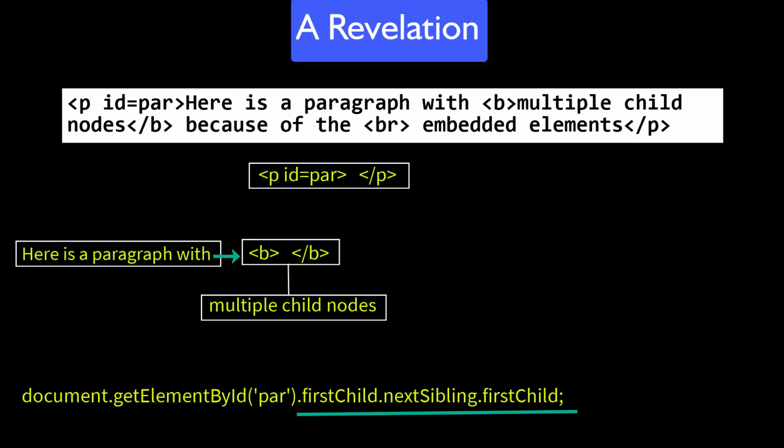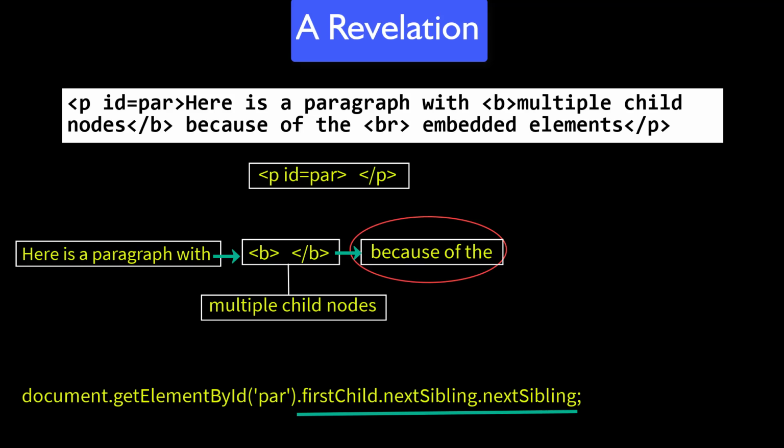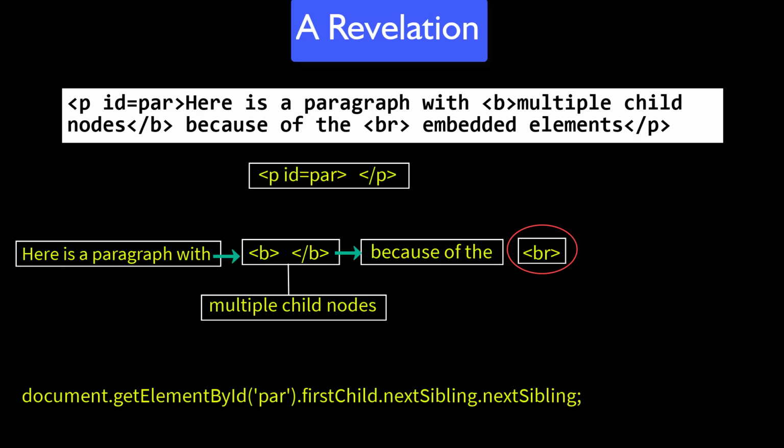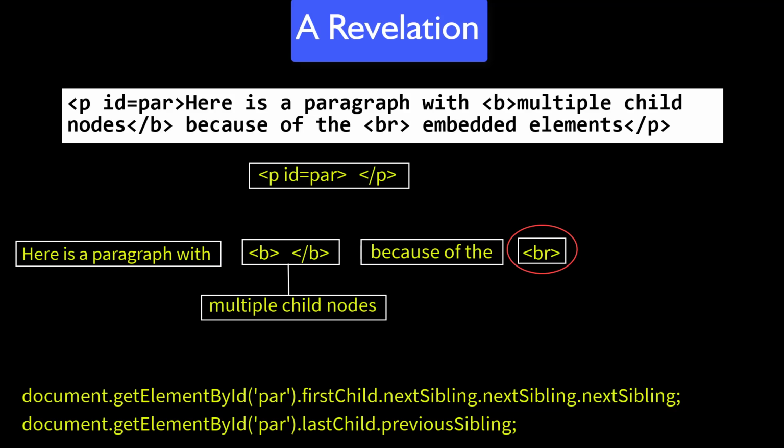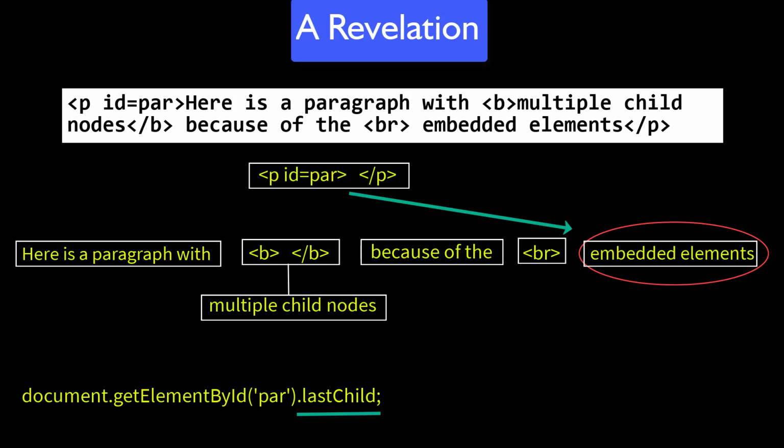Now the next sibling to the next sibling of the first child is the text node " because of the ". And the next child is the BR element node, in code either firstChild.nextSibling.nextSibling.nextSibling or lastChild.previousSibling. And the last child is the text node "embedded elements".